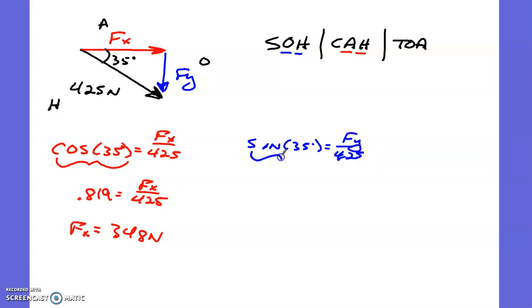And again, this sine of 35 simply represents a number, and that number is 0.574. I multiply each side by the 425, and I get that my y component is 244 newtons.